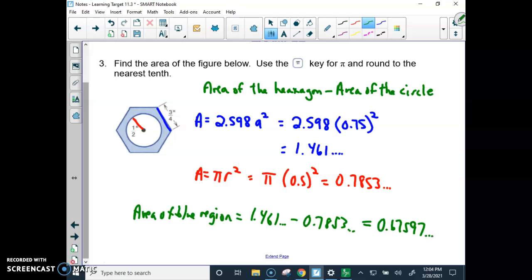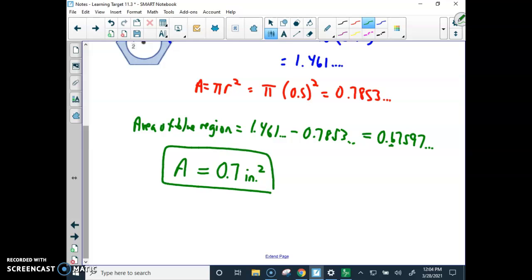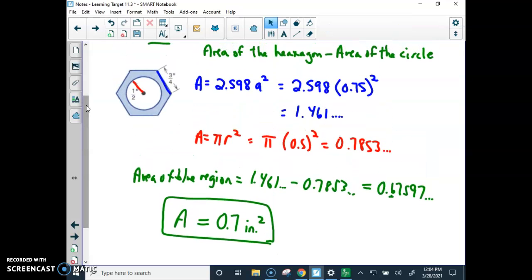0.67597 and so on. Now it says to round to the nearest tenth. As I extend this up, this is your tenths spot right there, the 6. The 7 is going to round that up to a 7, so your final area for the blue region is 7/10 of a square inch. Not very large, but good enough for what we need here. And again, that is the area of that blue region bounded by the hexagon and the circle.